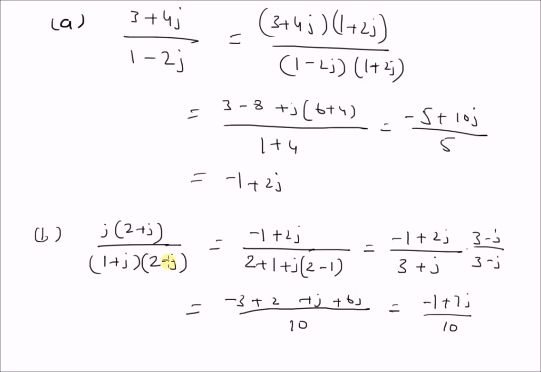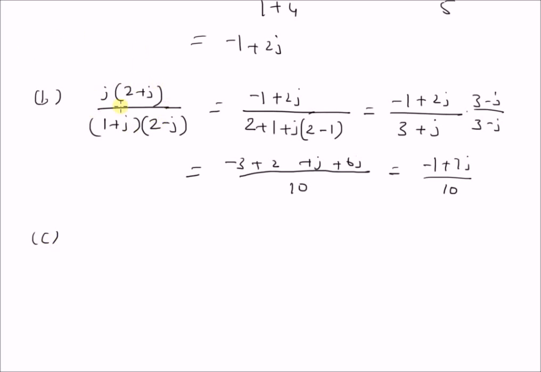So the procedure is, first we have to simplify both the numerator and denominator as single complex numbers, and then we have to just multiply the conjugate to both the numerator and the denominator. The conjugate is of course for the denominator.